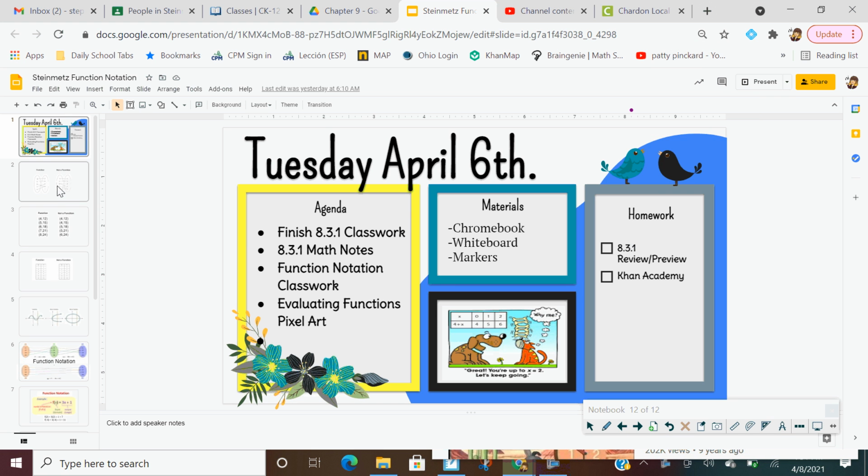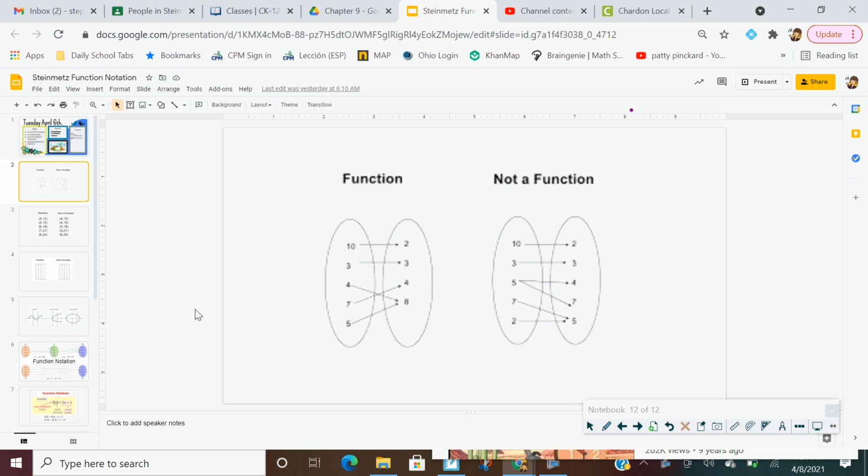Okay, and this lesson was about function notation. So just to review, functions versus non-functions. So this is a map of a function. So a map just tells you what numbers, when you put the input in, what would come out. So the first one is an example of a function because all of the numbers you're putting into the function come out with unique answers.